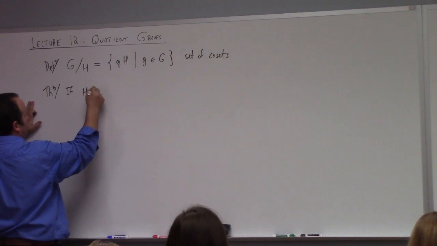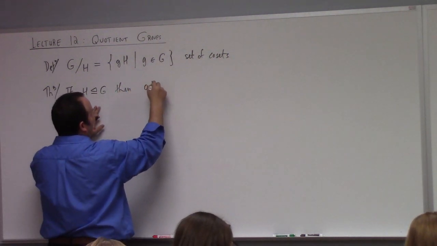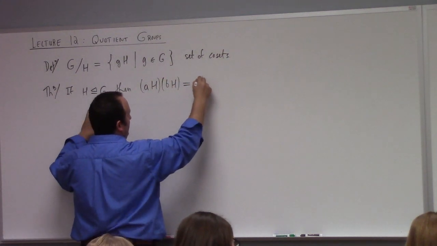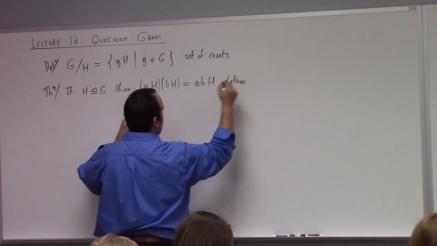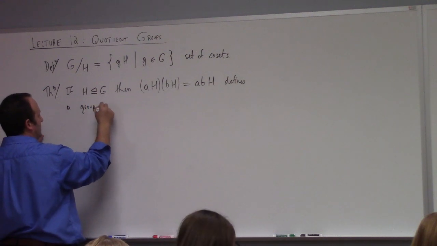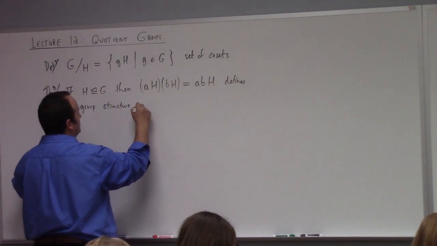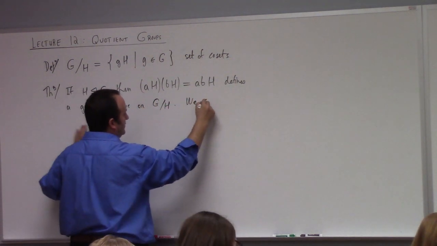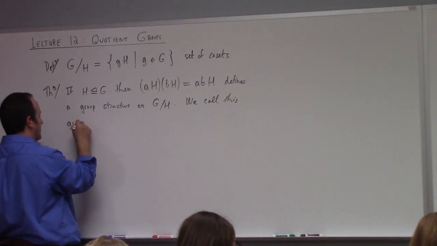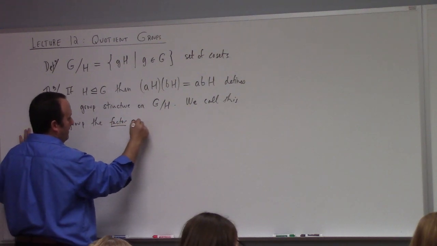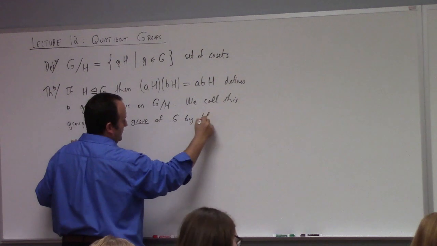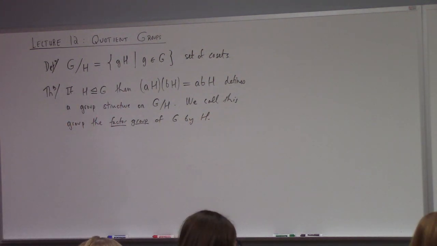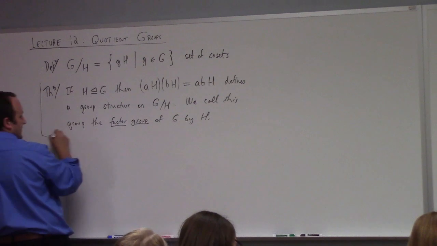If H is a normal subgroup of G, then aH times bH equals abH defines a group structure on the set of cosets of H in G. We call this group the factor group of G by H, or sometimes we just say it's a quotient group, all right? It's a quotient of G by H. So to prove this theorem, we need to show that the injustice of the first example does not happen for a normal subgroup. Let's see why that is. So let's work on that theorem and definition.